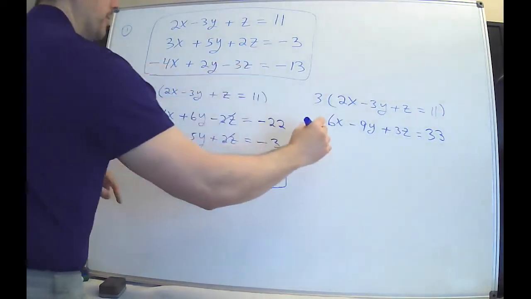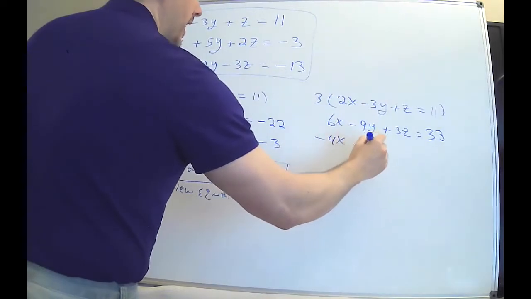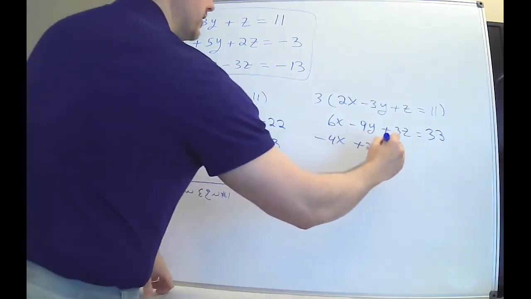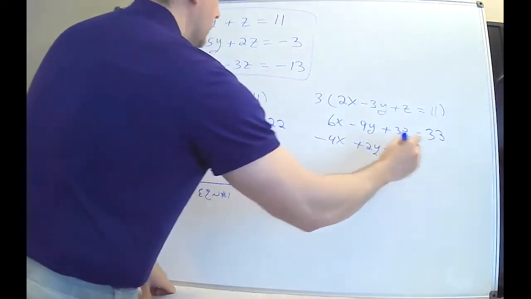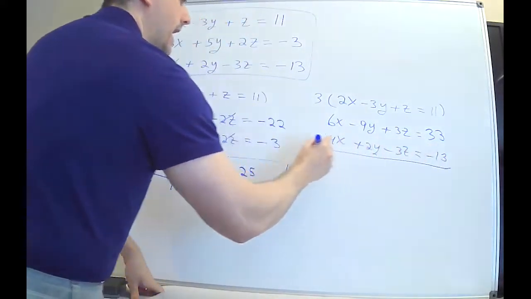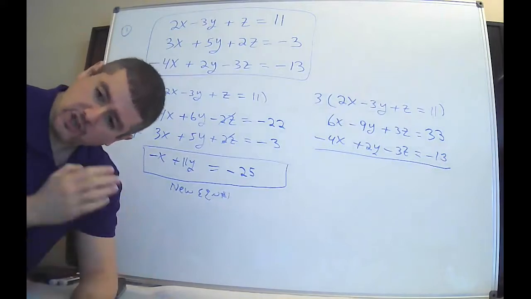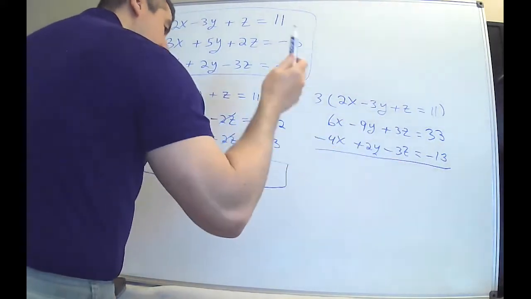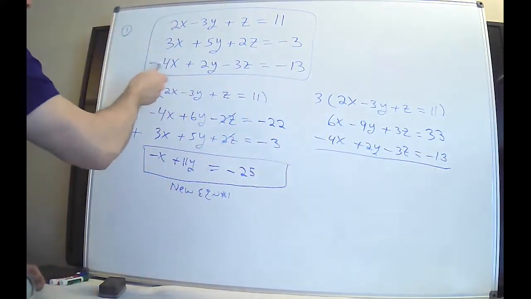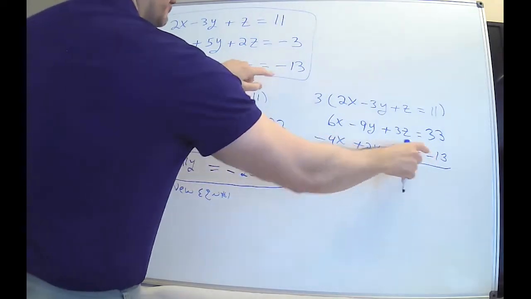Now take the bottom one: -4x, +2y, -3z. I did it right. And then -13. Again, if you accidentally copy a number wrong, this whole thing is shot. Make extra sure when you're copying that you did it right. -4x plus 2y, -3z, -13.